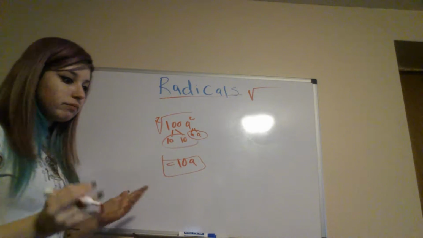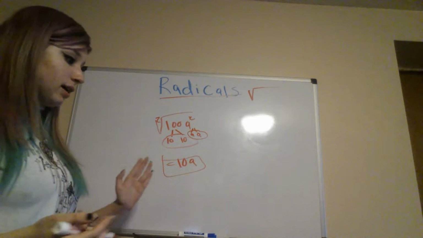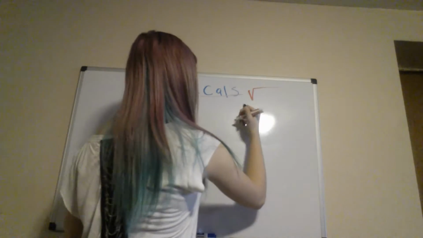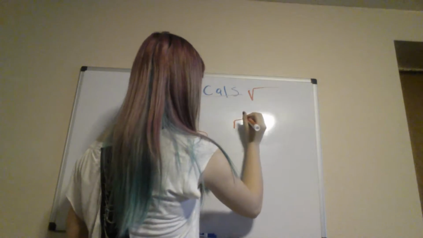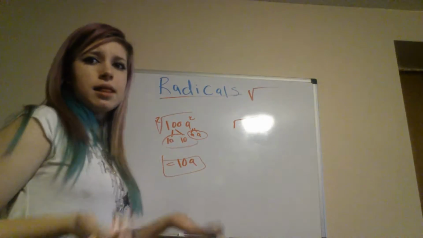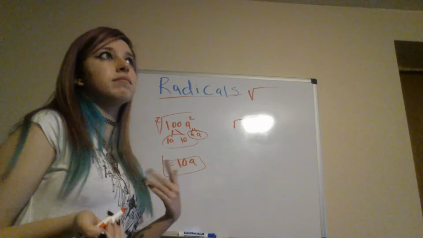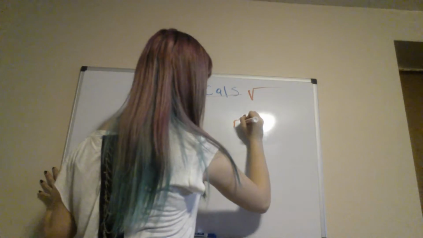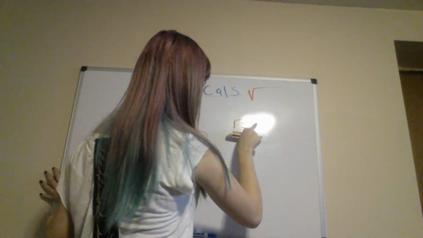Right? Okay, now let's say if we didn't have the square root. Let's say we had the cube root of, let's say 20. That was not a 2.